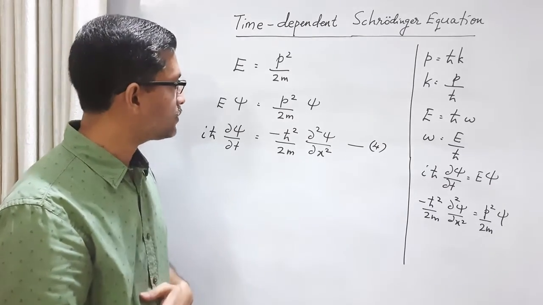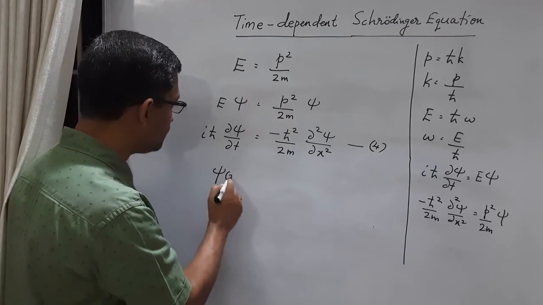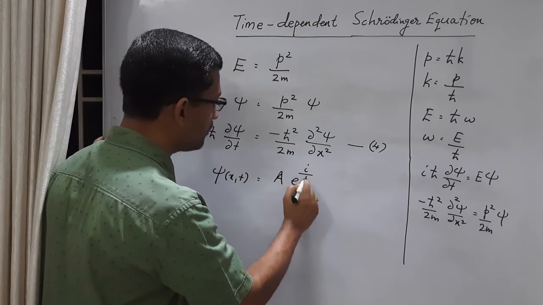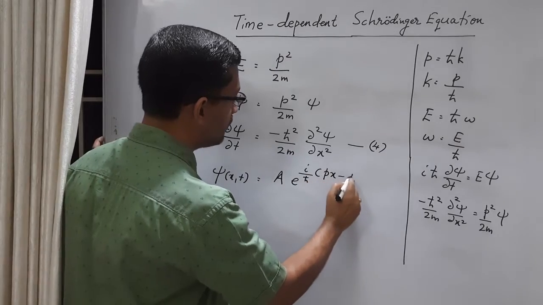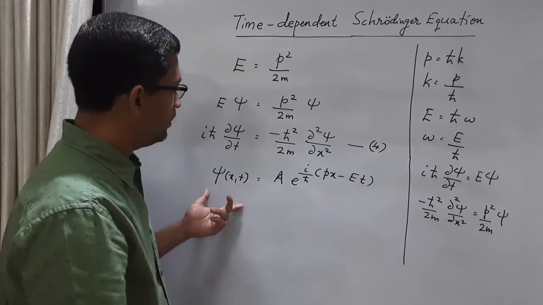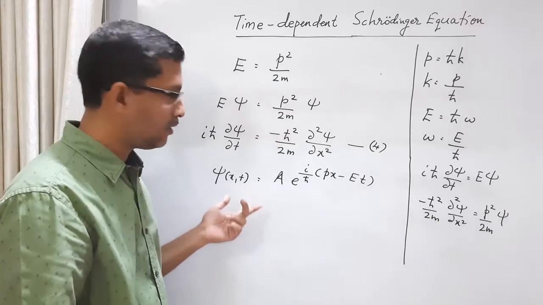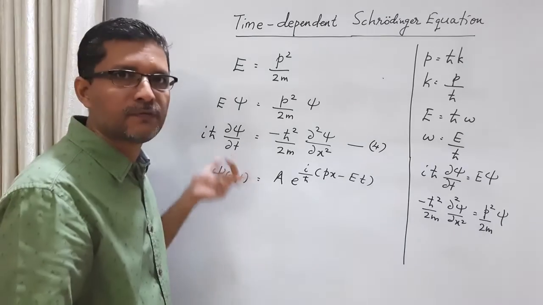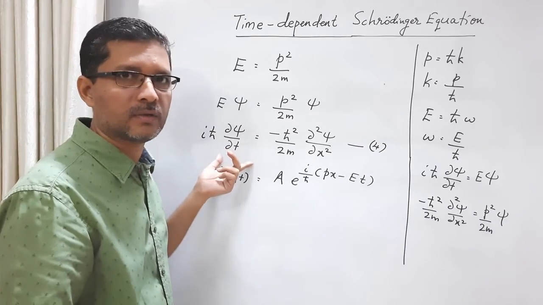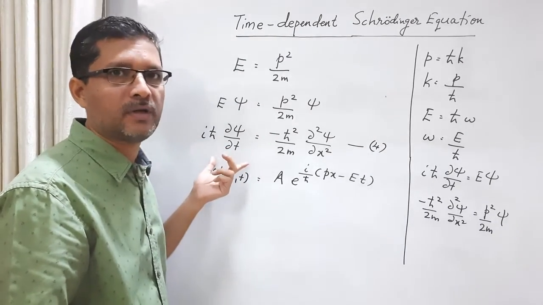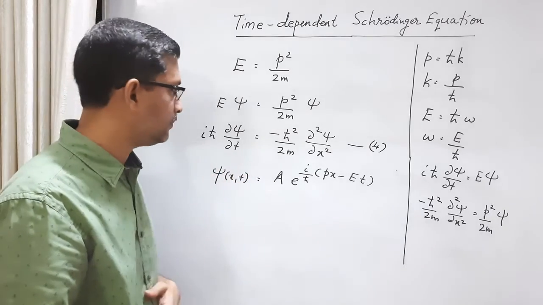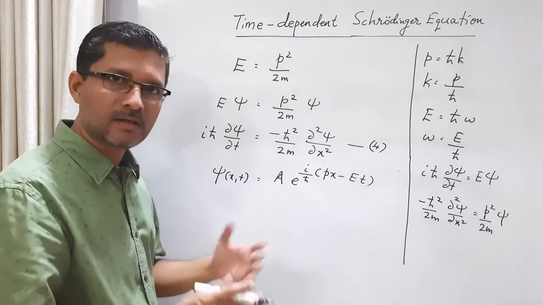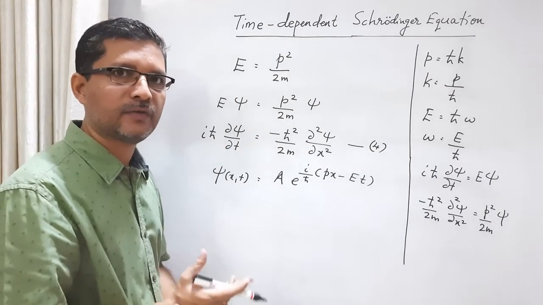Okay. So what we have shown is that if we start with a complex plane wave function of this form, then it satisfies the free particle Schrodinger equation, or it is a solution of the free particle Schrodinger equation. That is what we have shown now. What about a general Schrodinger equation involving an effective potential?